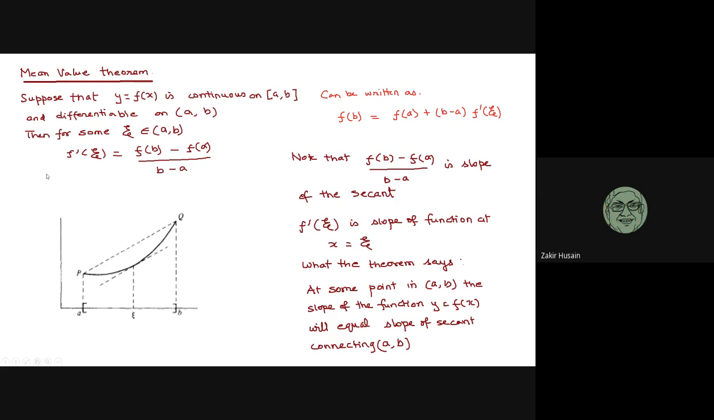Now this part can be written differently. We can just bring the b minus a over here and simplify. So we will get f(b) is equal to f(a) plus (b minus a) into f prime(psi). Although this is the mean value theorem, this is the form that we will use.